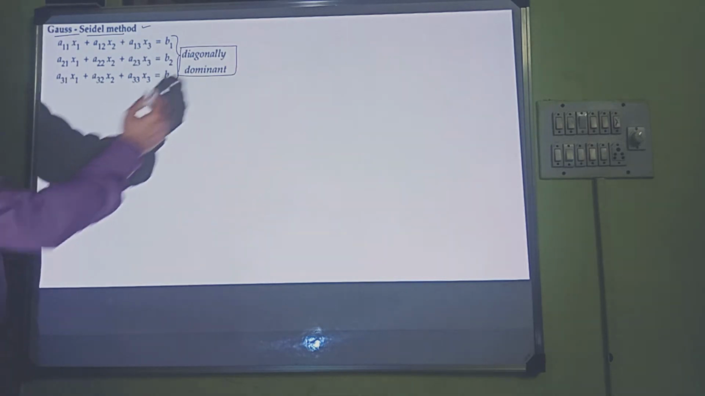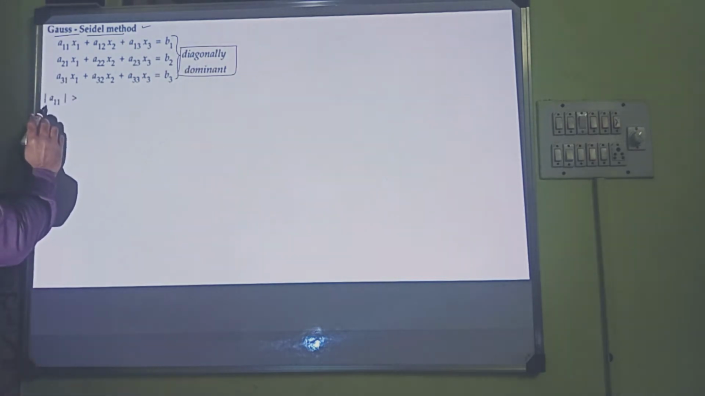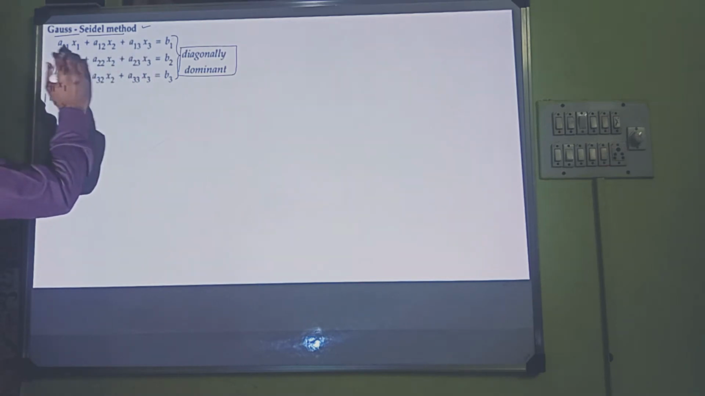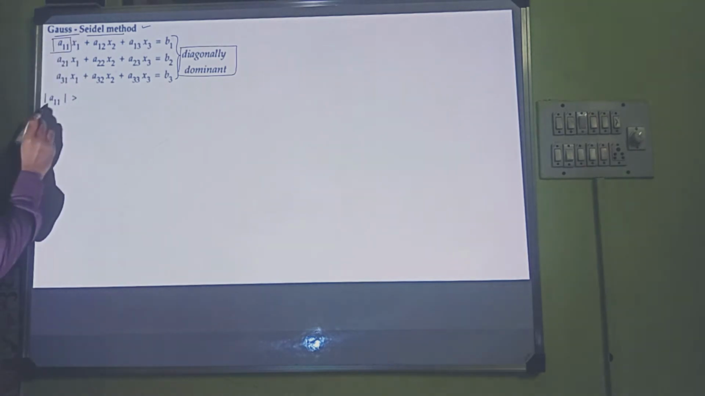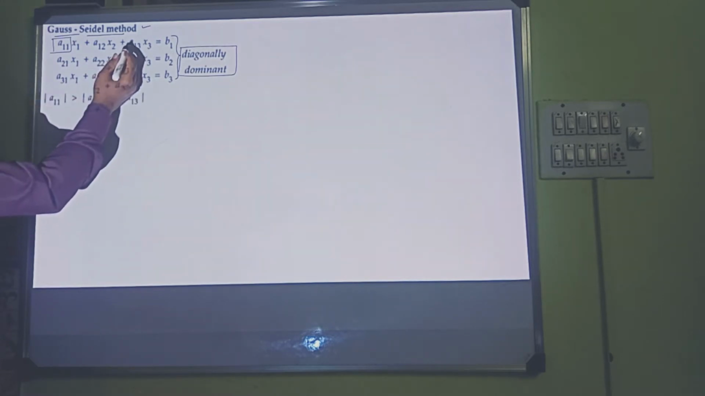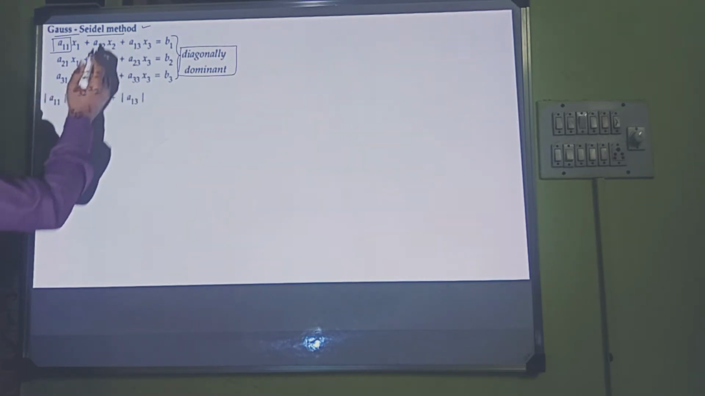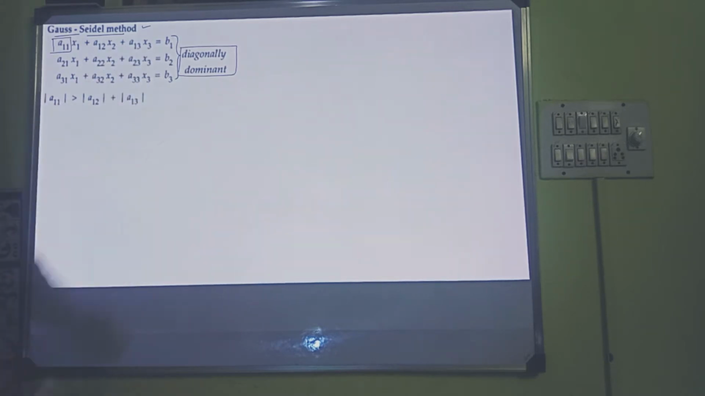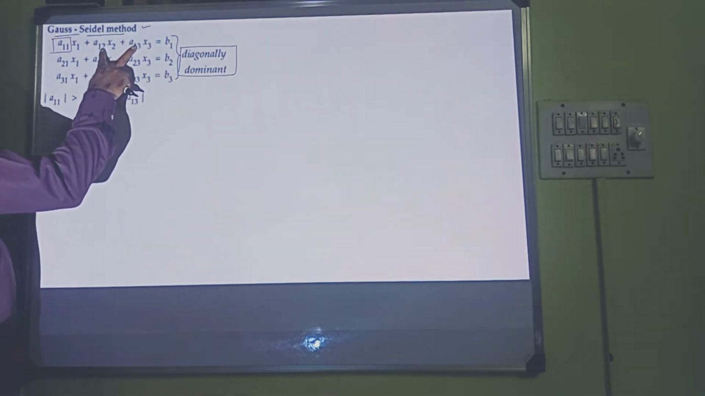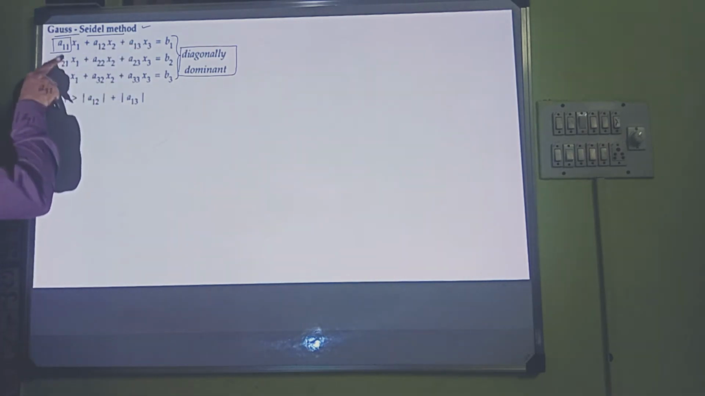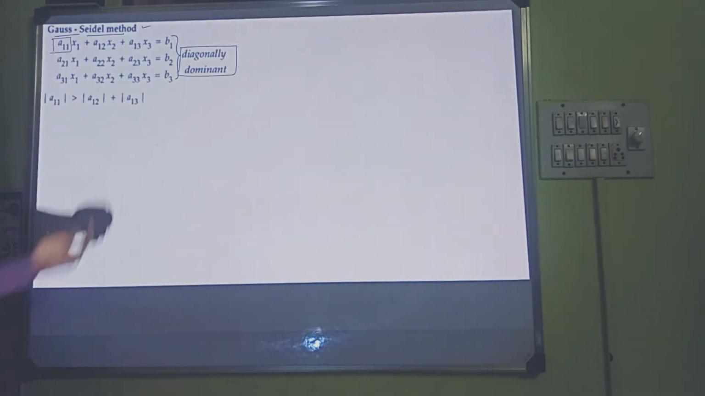Let us see what this condition is. The condition is that in the first equation, the absolute value of the first element must be greater than the sum of absolute values of the other two elements. That means if you add the absolute values of these two, still the first must be greater.